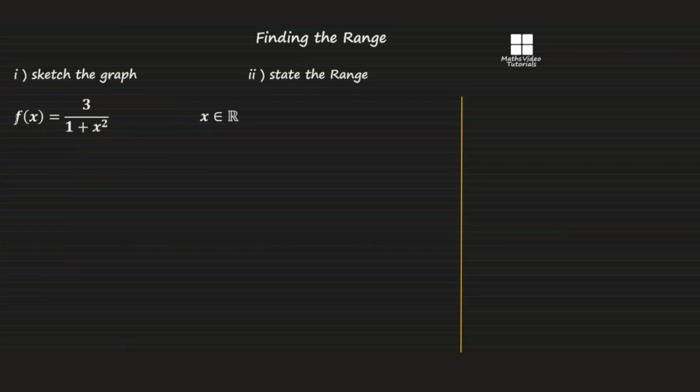Whenever you come across sketching, the first stop you should look at is the y-intercept, because that's an easy one. You just make x equals 0 and substitute it into your function. That becomes 0 squared is 0, plus 1 is 1. 3 divided by 1 is going to be 3. So the y-intercept is (0, 3).